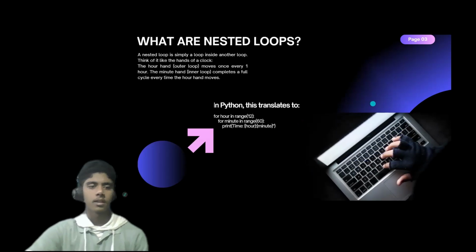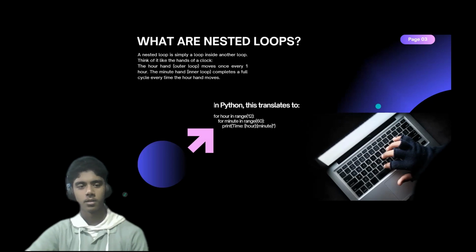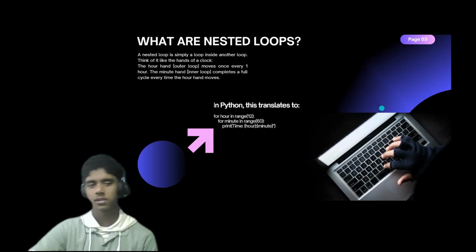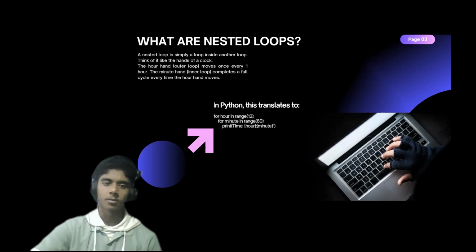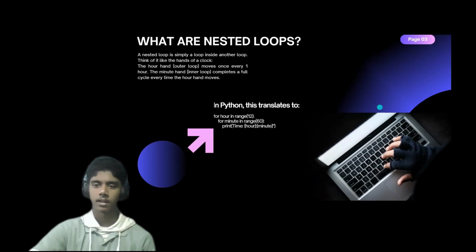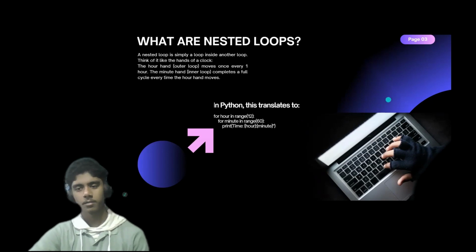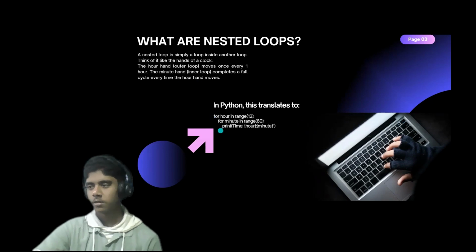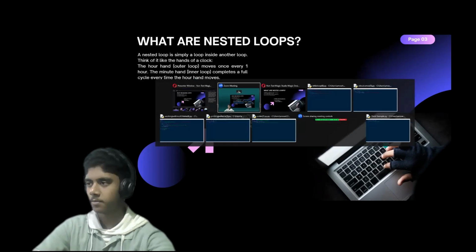What are nested loops? A nested loop is simply a loop inside another loop. Think of it like the hands of a clock. The hour hand moves once every 1 hour, whereas the minute hand completes a full cycle every time the hour hand moves. Here is the code for the following example.